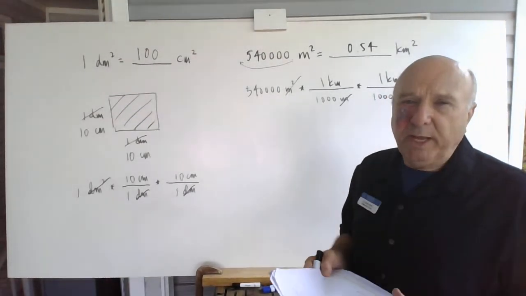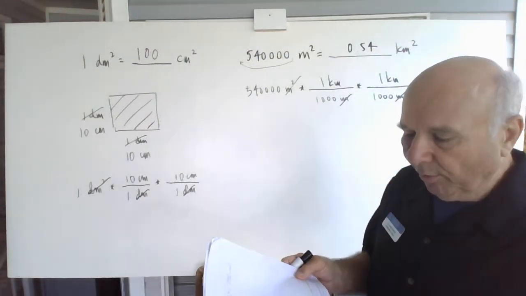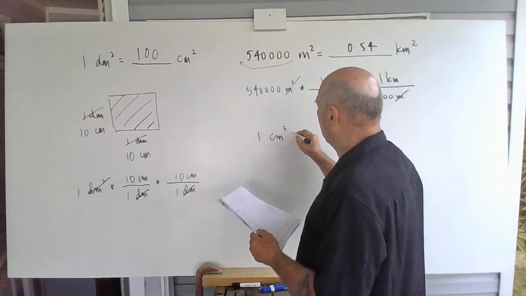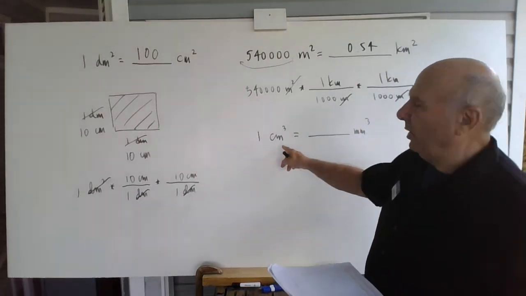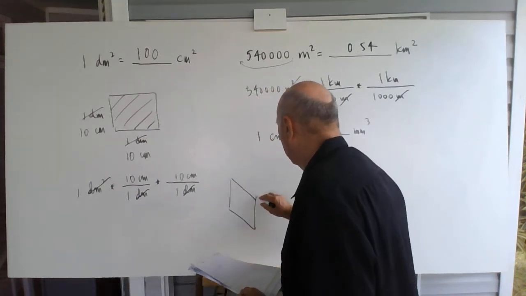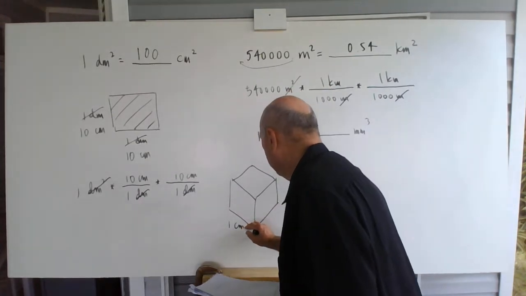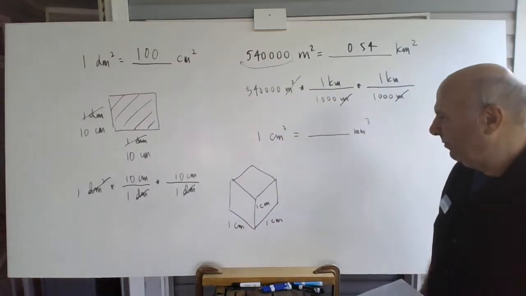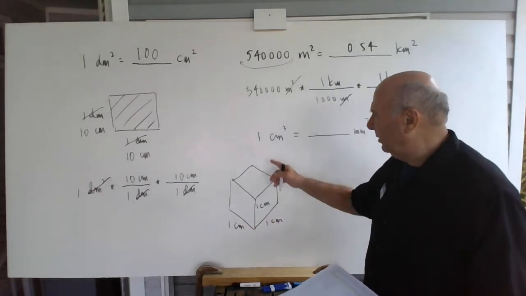Now suppose we change this idea from going from an area, a square area, to a volume, and we wanted to look at 1 centimeter cubed. How many millimeters cubed is that? Well, now I'm in 3 dimensions, so I could draw a box. The length is 1 centimeter. The width is 1 centimeter, and the height is 1 centimeter. All 3 dimensions are 1 centimeter, and when you multiply them, you get 1 centimeter cubed.